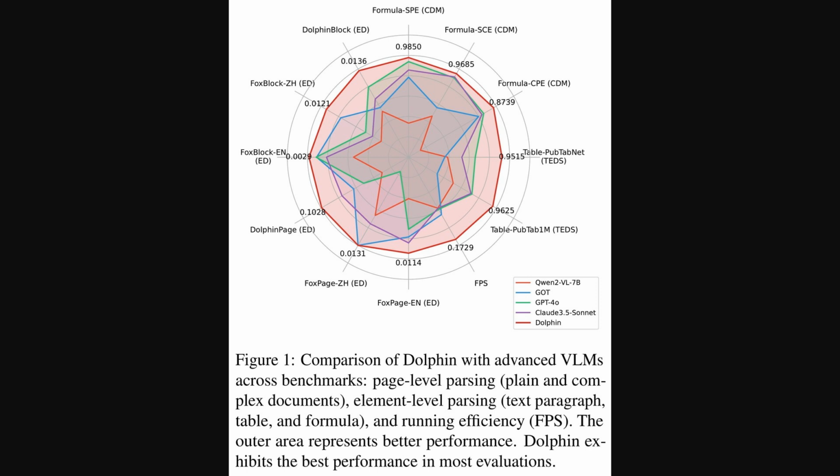Lower is better here. For formulas, they use the character difference metric, or CDM, and for tables, it's the tree edit distance-based similarity, or TEDS, both where higher scores are better. And then there's frames per second, or FPS, for speed. Dolphin pretty clearly covers the largest area, showing superior performance in most of these.